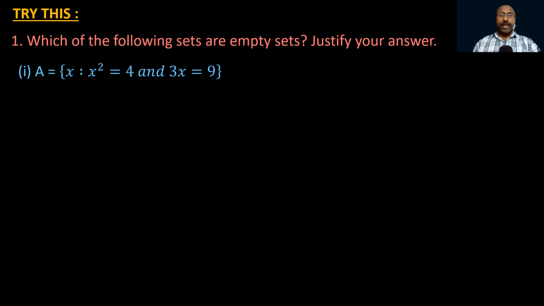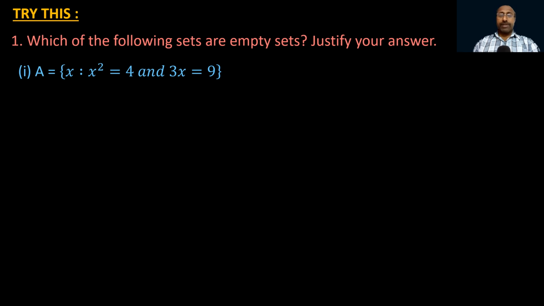First one. A is equal to the set of x such that x squared is equal to 4 and 3x is equal to 9. We have to observe this word carefully. Now we have to write the elements which satisfy both the equations, because here it is given "and". So we have to find the value of x such that x squared is equal to 4 and 3x is equal to 9.